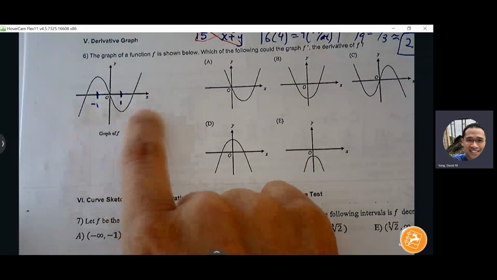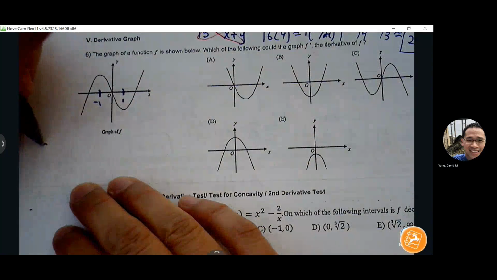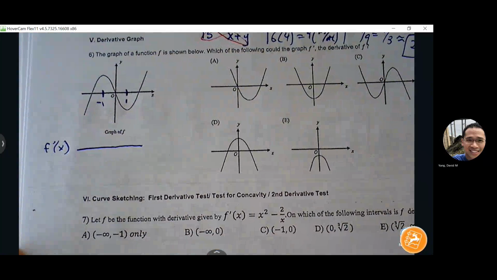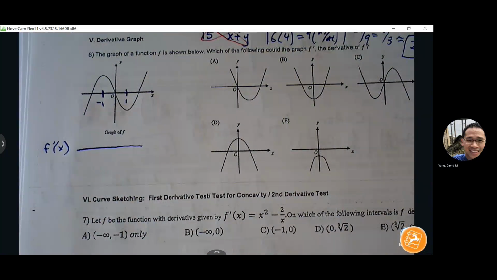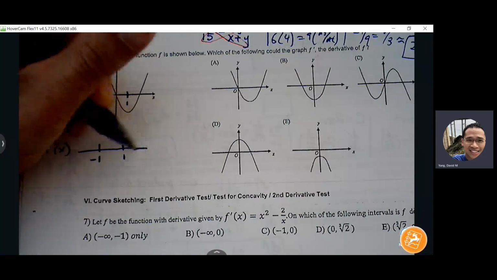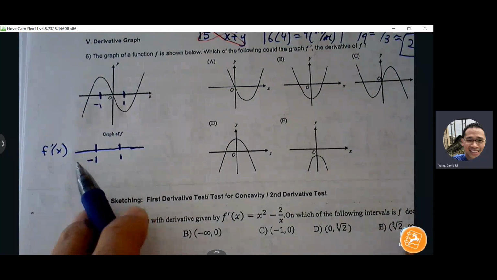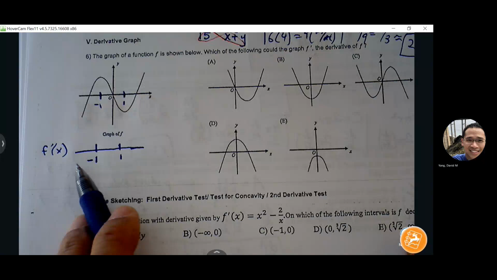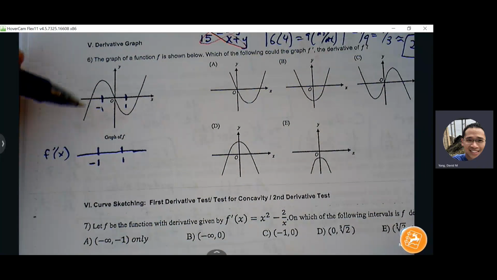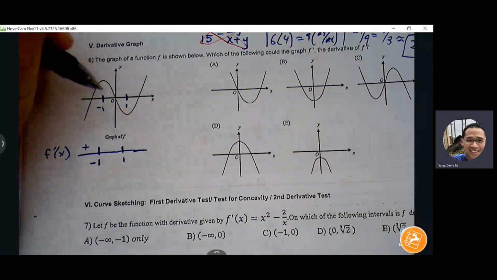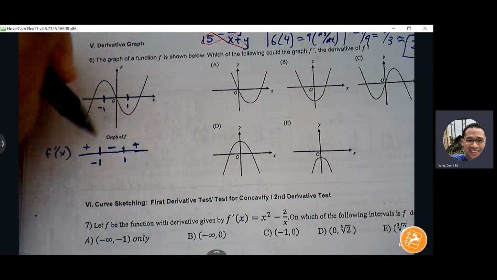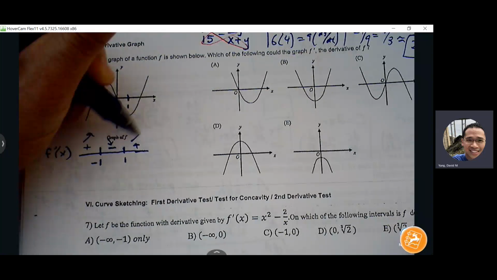Okay, if I want to create a slope sign line for this graph, what are my critical points going to be? Remember, this is the original graph here. -1 and 1, right? So those are my peaks and valleys. This is the original graph, not the derivative graph. Okay, what's happening to the slope to the left of -1? Positive or negative? Positive. And then between -1 and 1, negative, and then to the right of 1, positive, right? So positive, negative, positive.